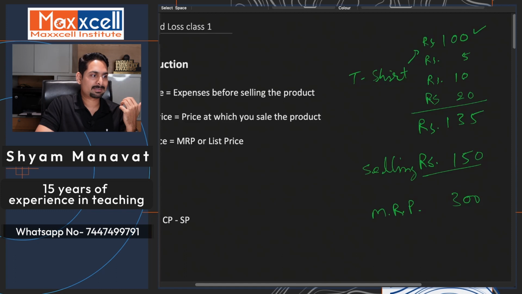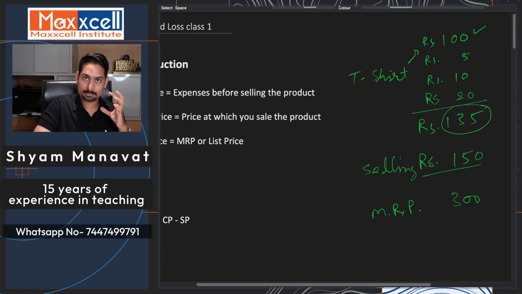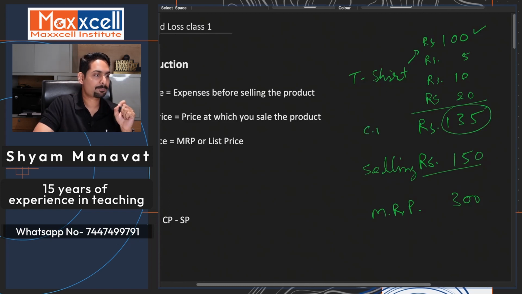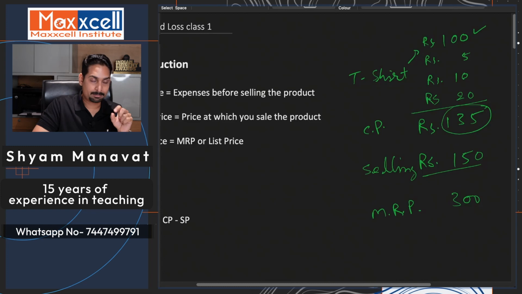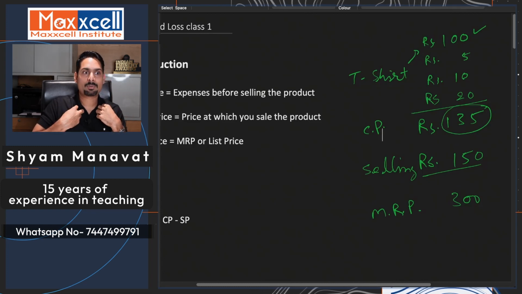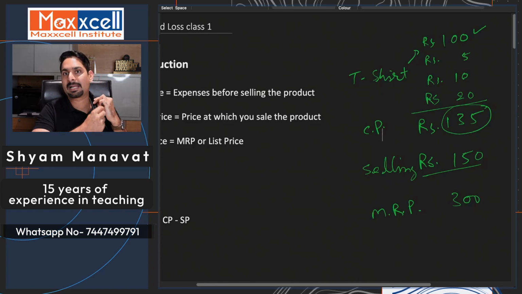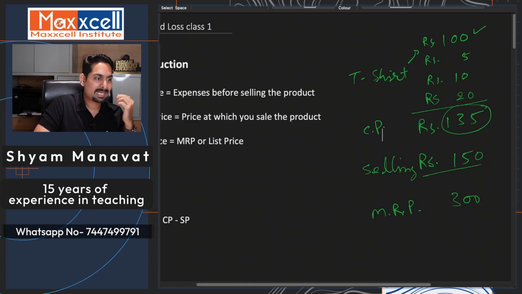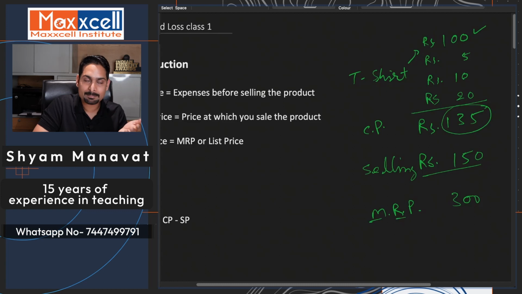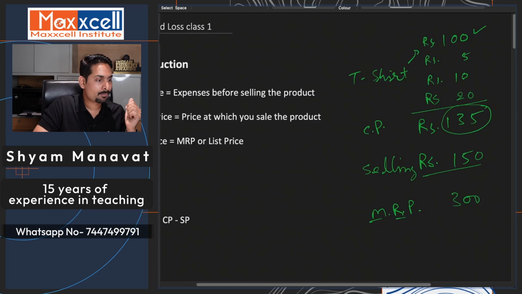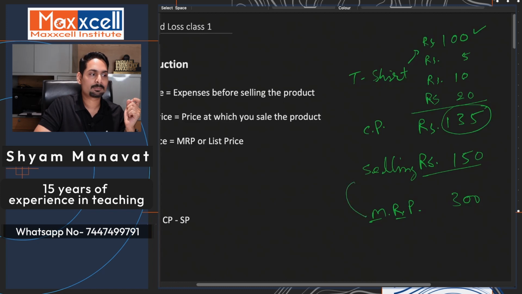So this is the entire trade. Now you have spent 135 rupees on this t-shirt, so this becomes the cost price. Before selling this t-shirt, first of all, you have to introduce the price to the customer, right? You have to print some price on the t-shirt. When you print the price on the t-shirt, you have something called maximum retail price. You call it list price, marked price, MRP, they all are the same. So you mention 300 rupees for that.